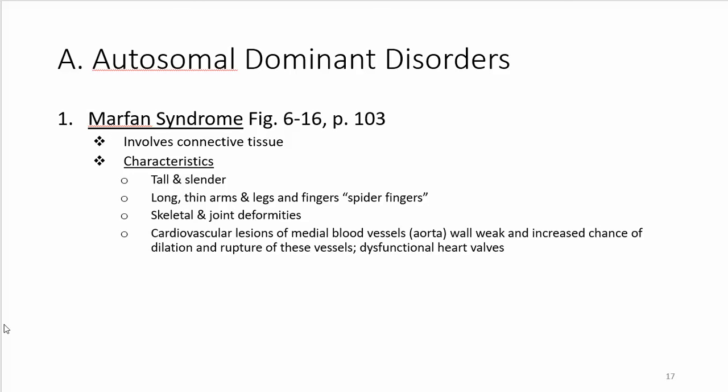But because of this disorder of the way collagen is made, they have weak walls of the blood vessels, especially the aorta. They have problems with heart valves. They have problems with the chordae tendineae in the heart. But there are people out there that have this disorder that have no idea. They just are good at basketball, like they're tall and thin.